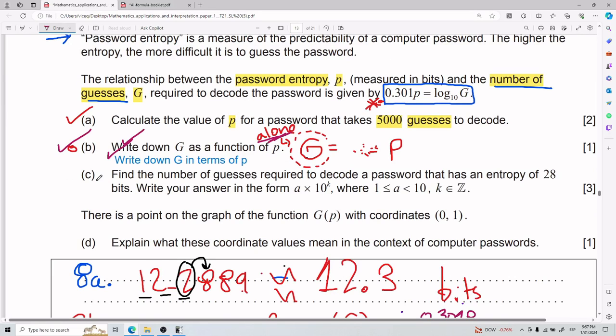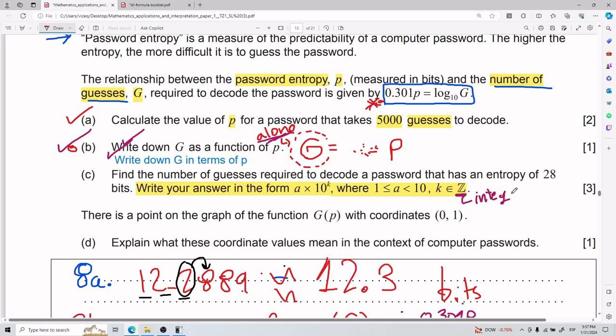And now for part C, you need to find the number of guesses required to decode a password that has an entropy of 28 bits. Write your answer in the form, and so on. All right. So when they tell you this, this is what they call scientific notation, okay? And just so that we're a little bit friendly with this, Z symbol is for integer, okay?